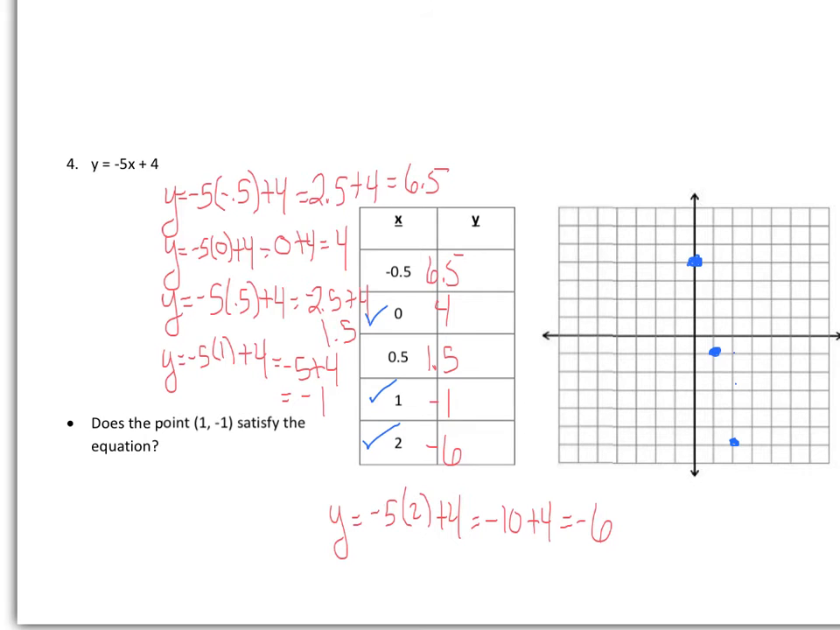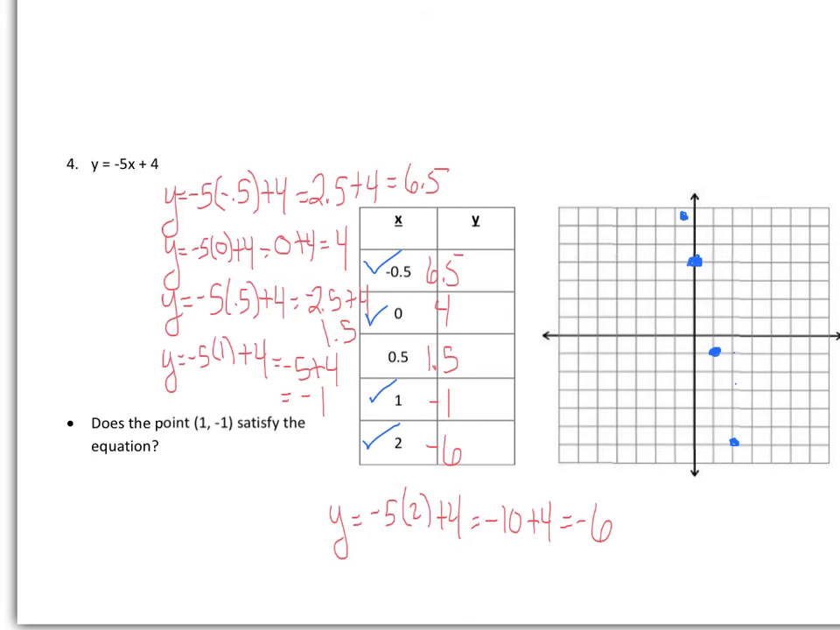Now I have the decimals to deal with, but again, they're not too bad. I have negative 0.5 and 6.5. Negative 0.5 is between 0 and negative 1, so I'm going to go in the middle. And then 6.5 means I need to go up 6.5. So I'm going to put my dot right there. About right in the middle there. And so that one's done.